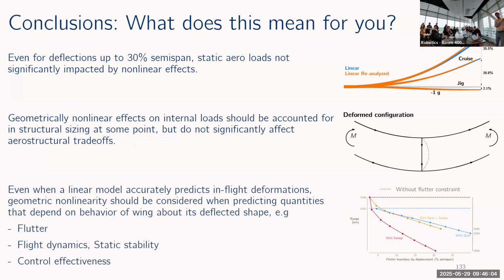But then in the last section, what I just showed is that actually, even for deformation levels where a linear model perfectly accurately predicts the in-flight deformed shape of the wing, it actually can't sufficiently accurately predict what I would describe as quantities that depend on the behavior of the wing about its deflected shape. And so the example I showed here was on the flutter stability, but I think this similar sort of magnitude of effect would extend to things like flight dynamics, static stability, and maybe even control effectiveness.